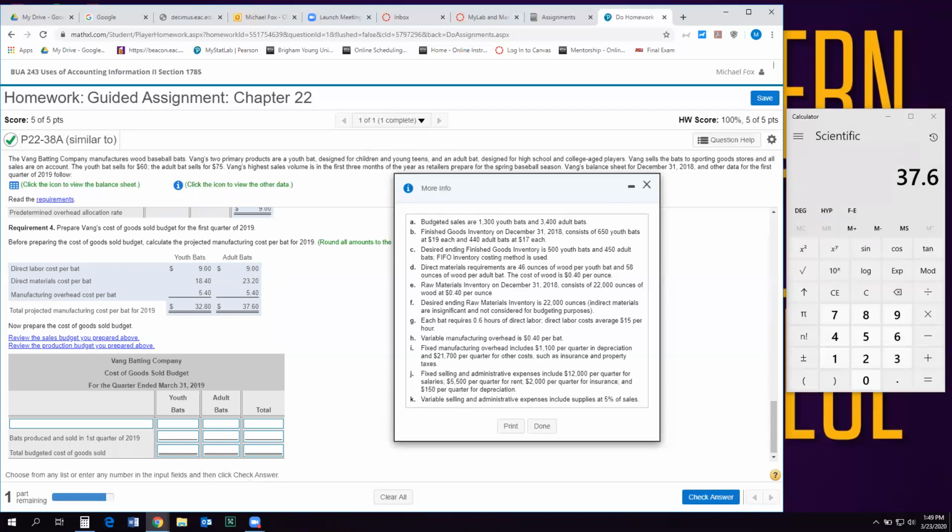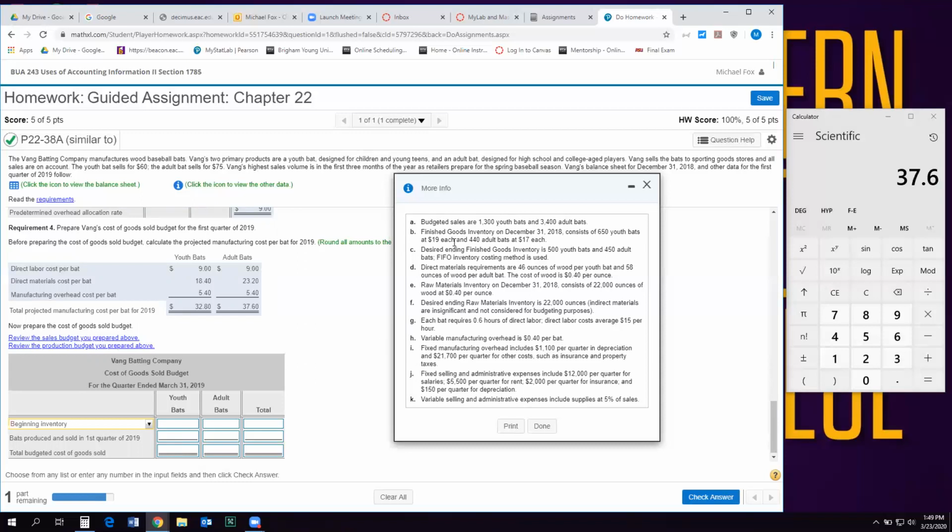So now that we know our cost per bat, we'll start again with our beginning inventory, and then our bats produced and sold, and then our total budgeted cost of goods sold. So remember that the bats we had in beginning inventory up here, it told us their cost. And for whatever reason, the ones we had in inventory before were quite a bit cheaper to produce than the ones we have now. Maybe the cost of wood went up or something, I don't know.